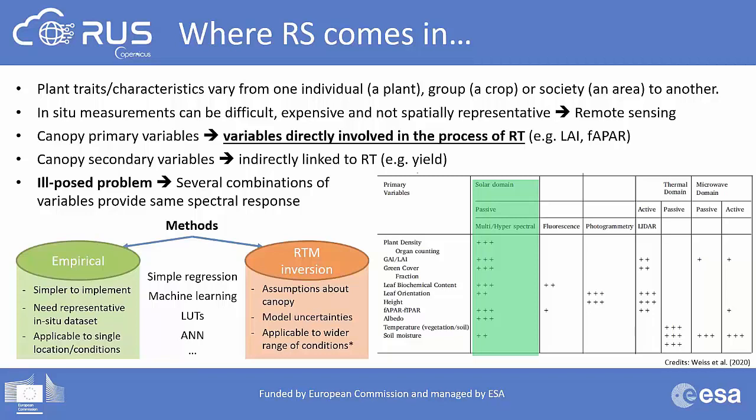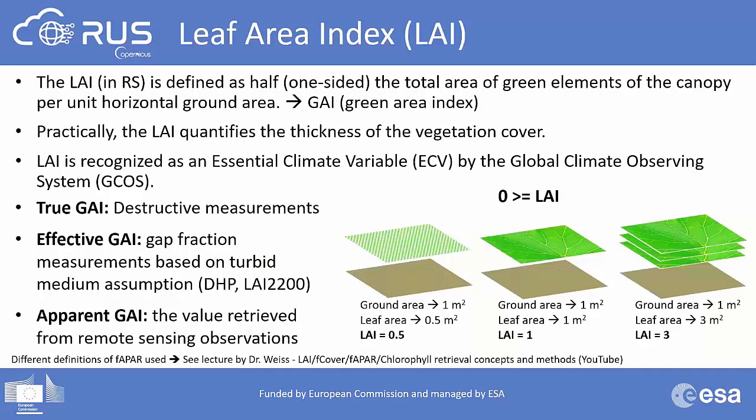In the table on the right, you can see various primary canopy variables that are derived from different remote sensing sensors. In this exercise, we will focus on the leaf area index, fraction of absorbed photosynthetically active radiation, chlorophyll content, water content, and green cover fraction. Now let's talk about each one in turn. First, let's start with the leaf area index.